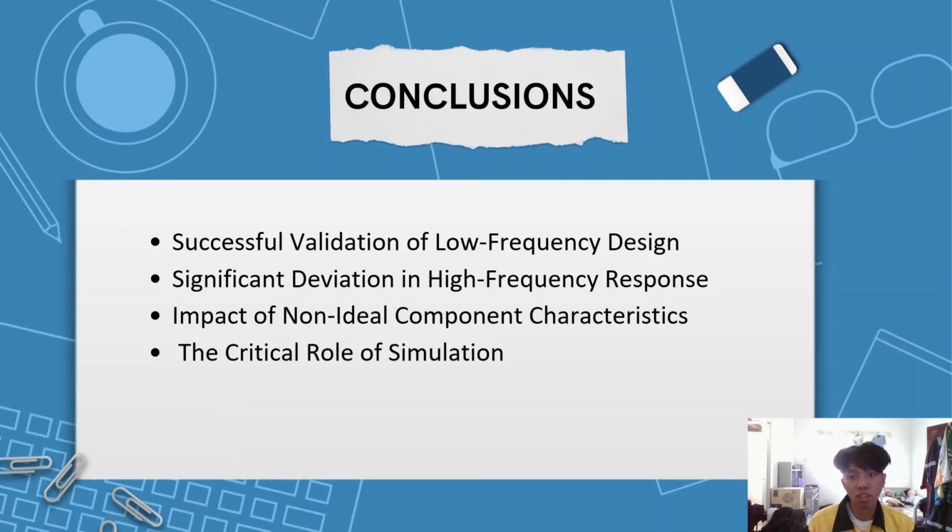The third conclusion is impact of non-ideal component characteristics. So this drastic reduction in bandwidth is caused by the real-world limitation of the operational amplifier used in Proteus. The operational amplifier gain bandwidth product cannot sustain the required gain at the high frequency. This limitation is further amplified when cascading multiple Sallen-Key stages to create a fifth order filter.